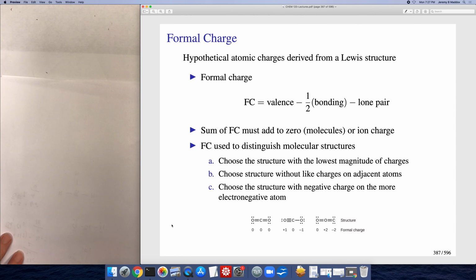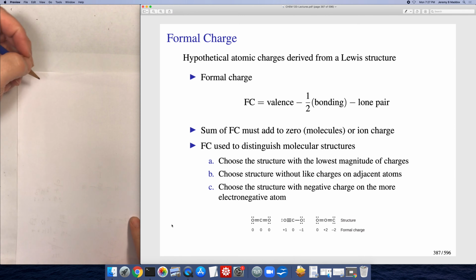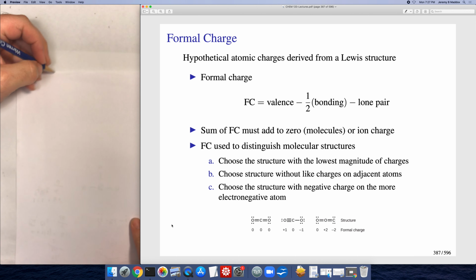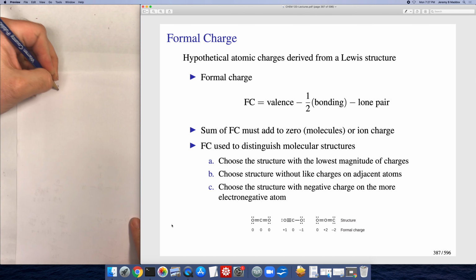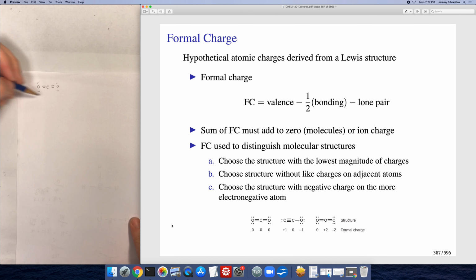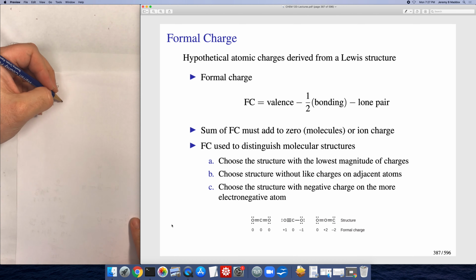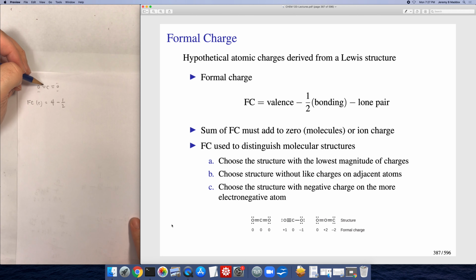And so I'm going to go through this example here. I'm going to write out how to calculate the formal charge on each atom. So we'll start with the good Lewis structure, the one that we know is the correct answer. We're going to calculate the formal charge on each atom. So for the formal charge on carbon, we're going to take the number of valence electrons in a carbon atom, which is 4, and we're going to subtract from that half the number of bonding electrons. So we've got 2, 4, 6, 8 bonding electrons. So we'll take away half of those.